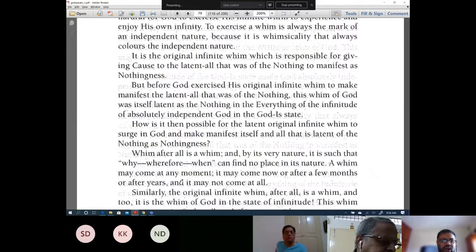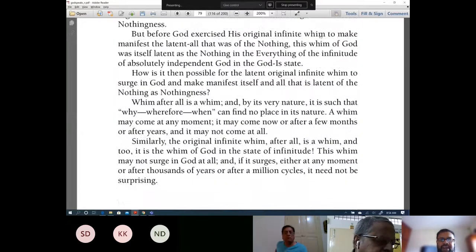But before God exercised his original infinite whim to make manifest the latent all that was of the nothing, this whim of God was itself latent as the nothing in the everything of the infinitude of absolutely independent God in the God is state. How is it then possible for the latent, original, infinite whim to surge in God and make manifest itself and all that is latent of the nothing as nothingness?